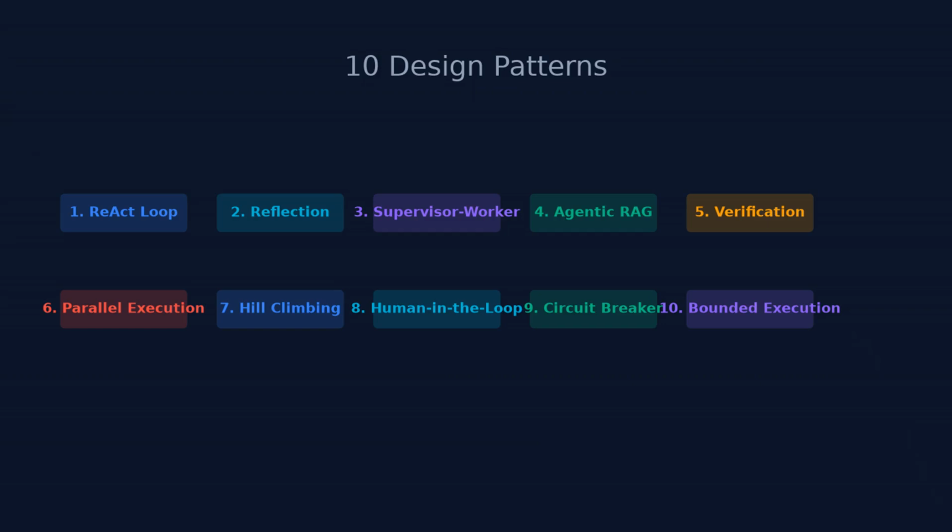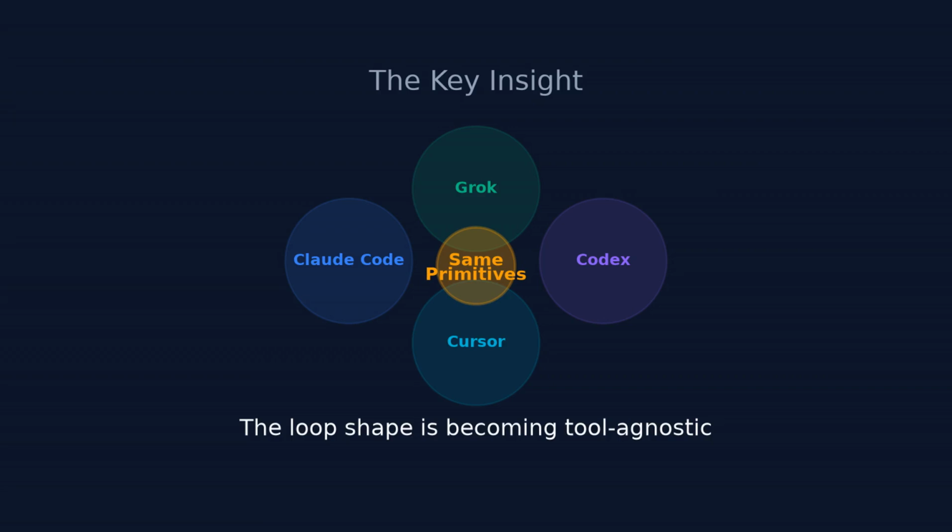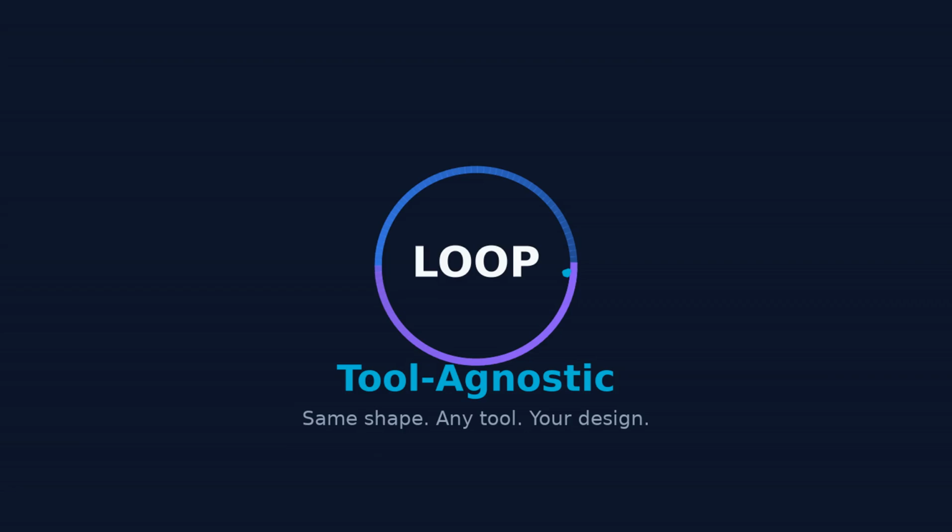Here's the key insight: every major tool, Claude Code, Codex, Cursor, Grok, landed on the same building blocks. The loop shape is becoming tool agnostic. Once you notice that, you stop arguing about which tool and just design a loop that works.